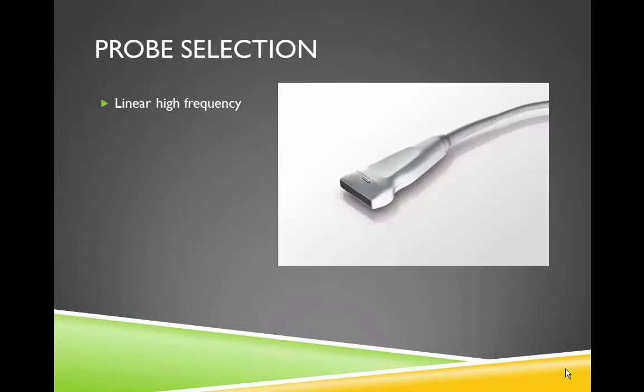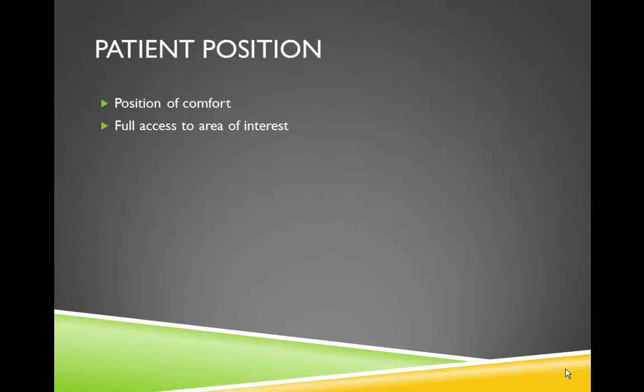Most of the time what we're going to use is a linear high frequency probe. We're talking about skin infections, so they're superficial. We don't need a lot of depth or penetration, but we like the high detail resolution. There are some scenarios, like peritonsillar abscesses or some really deep perianal abscesses, where you might use other transducers, but most of the time we're going to use linear high frequency transducers.